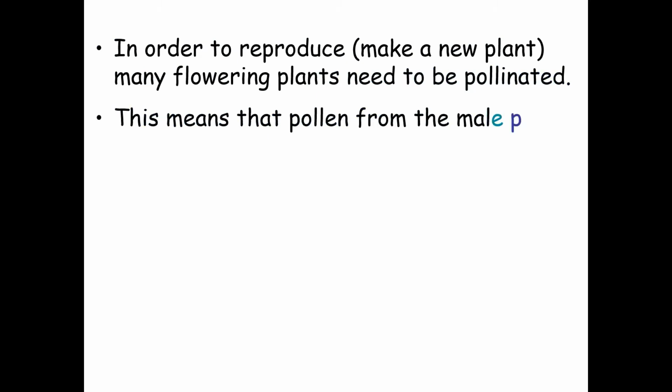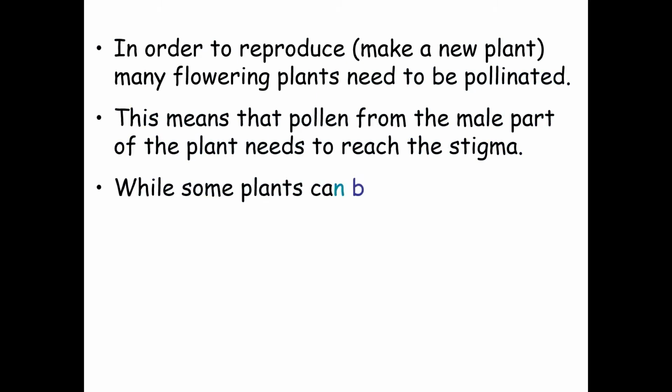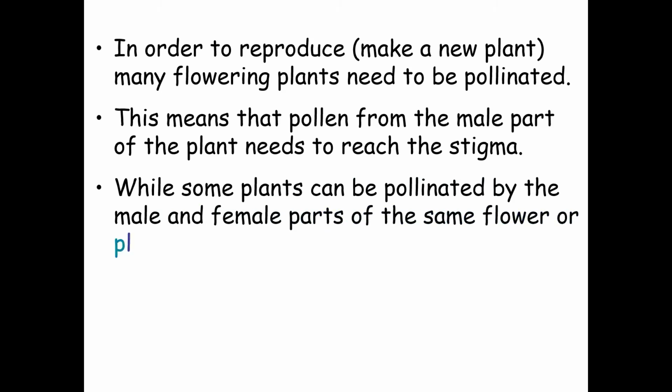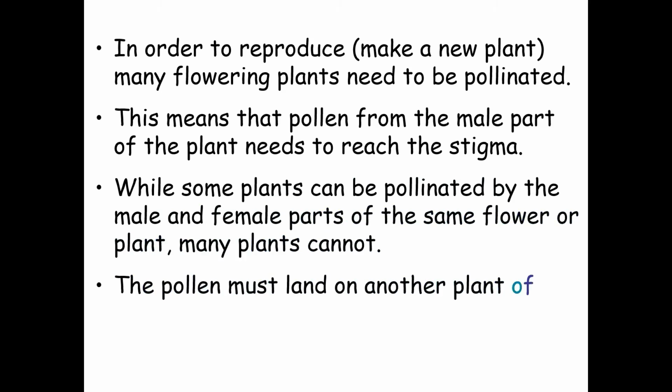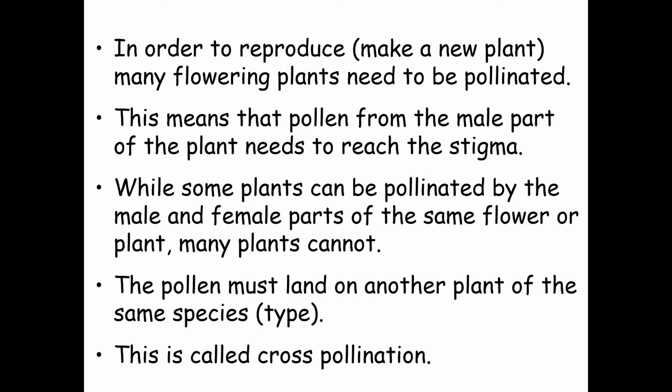In order to reproduce or make a new plant, many flowering plants need to be pollinated. This means that the pollen from the male part of the plant needs to reach the stigma, or the female part of the plant. And while some plants can be pollinated by the male and female parts of that same flower or plant, many plants cannot. The pollen must land on another plant of the same species or type. This is called cross-pollination.